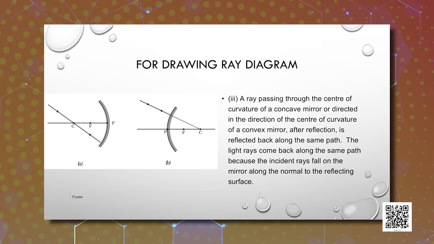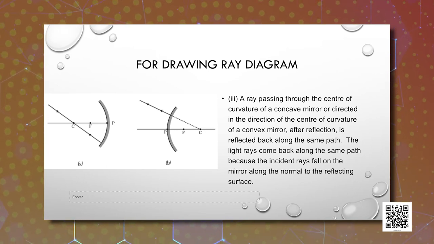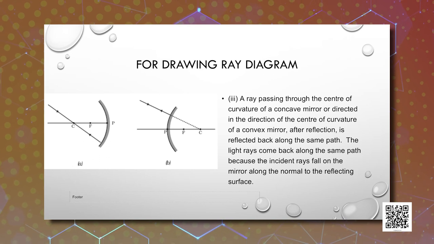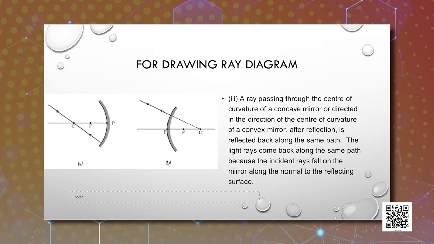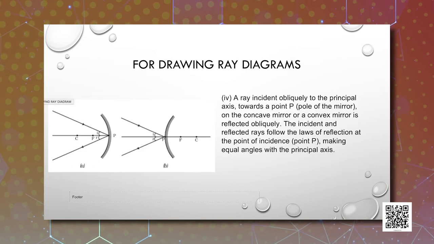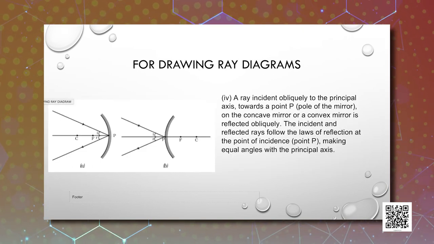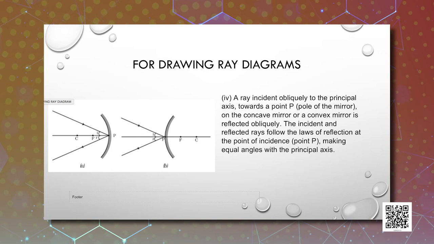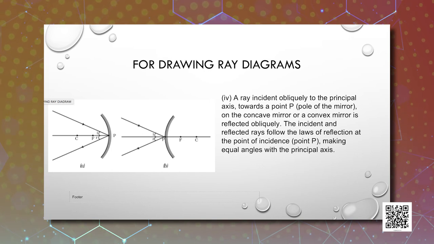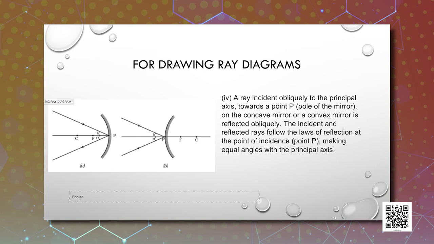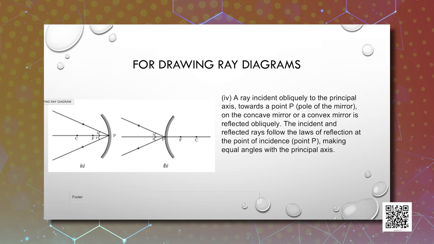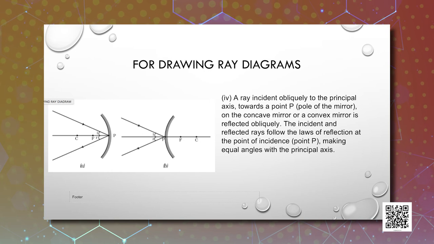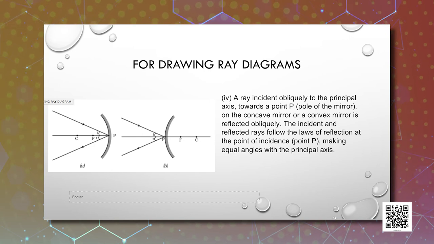The light rays come back along the same path because the incident rays fall on the mirror along the normal to the reflecting surface. A ray incident obliquely to the principal axis towards a point P, which is the pole of the mirror, on the concave mirror or a convex mirror, is reflected obliquely. The incident and reflected rays follow the laws of reflection at the point of incidence, which happens to be the pole, making equal angles with the principal axis.